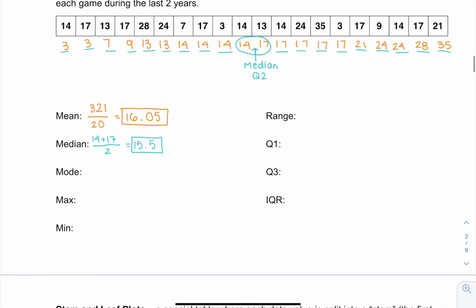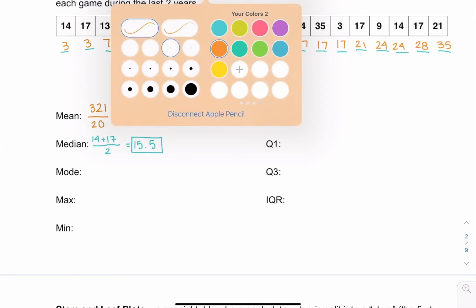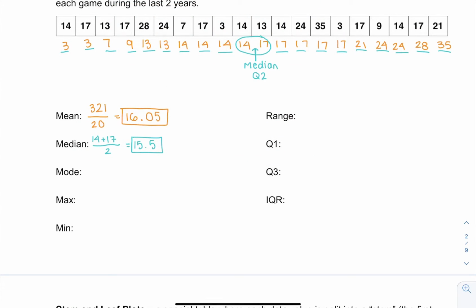Next, I look at my data and try to figure out which number occurs most often for my mode. It's pretty obvious from this one that the score to occur most often is 17 because that happens 5 times. So our mode is 17 because that's the most often occurring point value that we see.